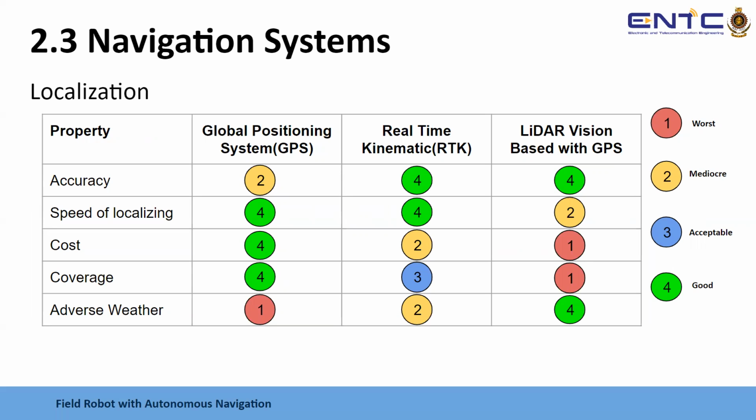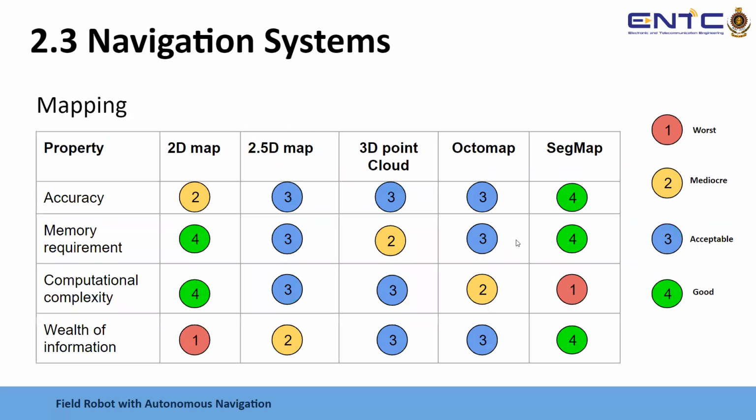of our robot. When going to the mapping, there are several mapping techniques: 2D map, 2.5D, 3D point cloud, Octomap, and SegMap. 2D map gives the worst accuracy and the worst wealth of information, but due to its lowest memory and hardware requirement, it performs well.